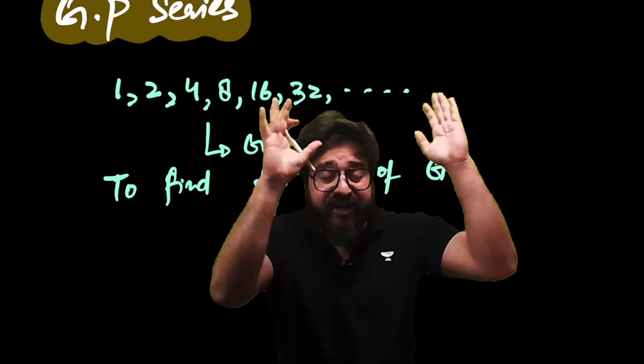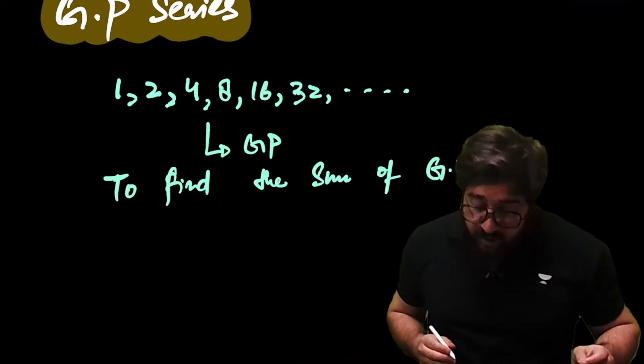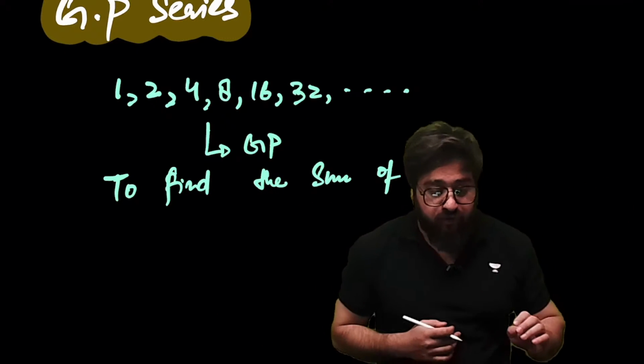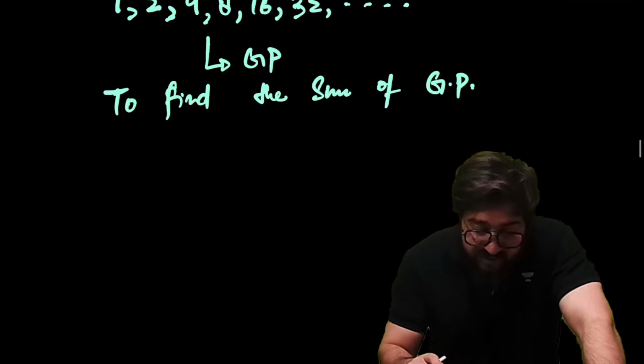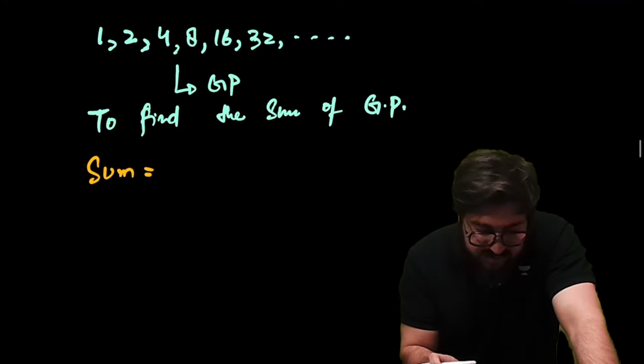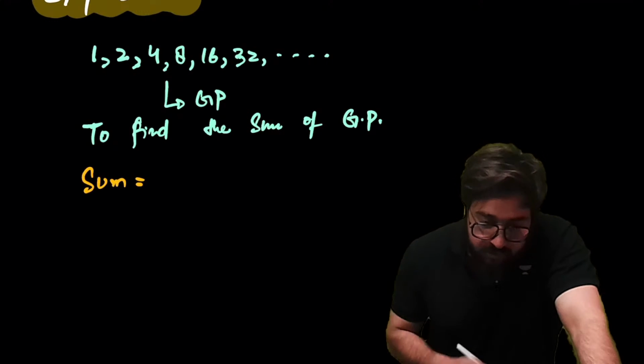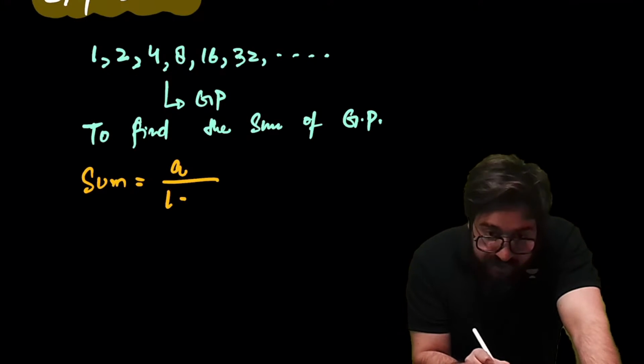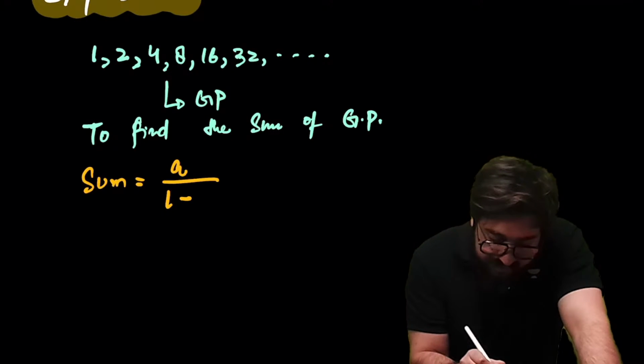It is very difficult to find the sum over here, okay? But we have got a trick, we have got a formula. Sir, what is that formula? That formula is, sum is equal to a upon 1 minus r.